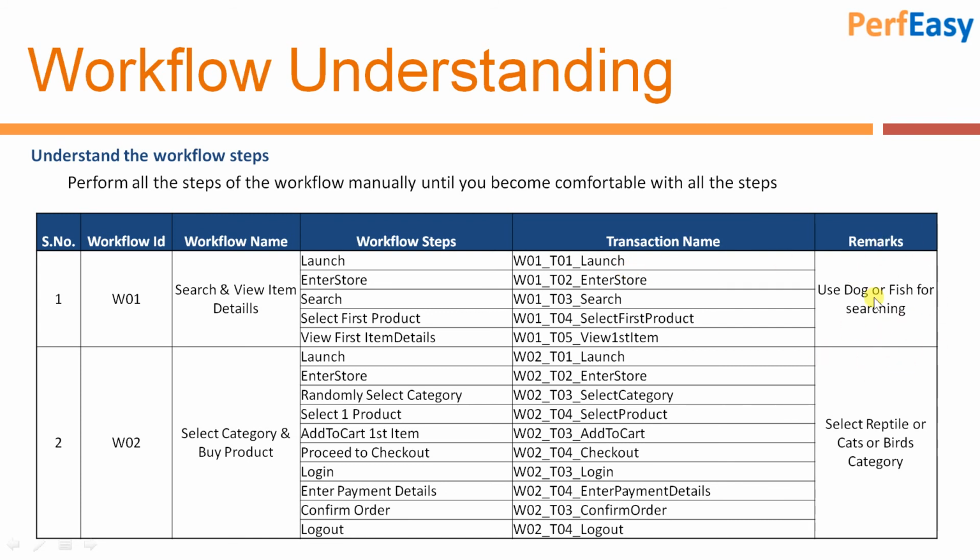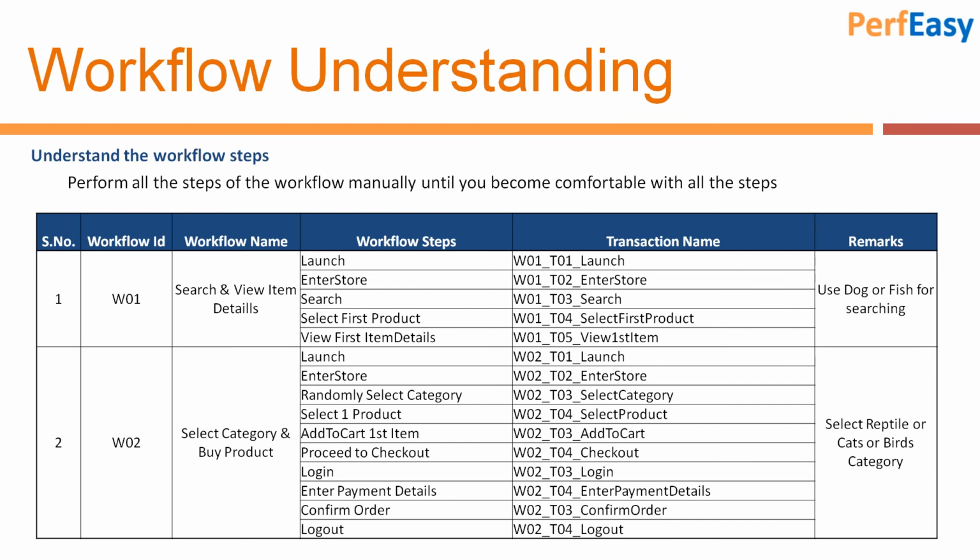I have also added a field for remarks where we enter information related to how many records there should be, what we are going to input, and what we are going to do in the workflow. So for the first workflow, we are going to perform the search using dog or fish. In the second workflow, the flow is to select one category and buy the product.